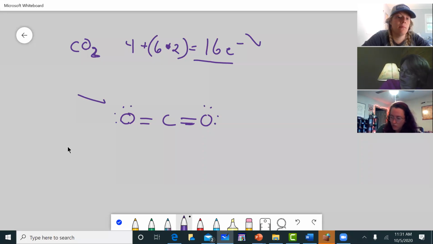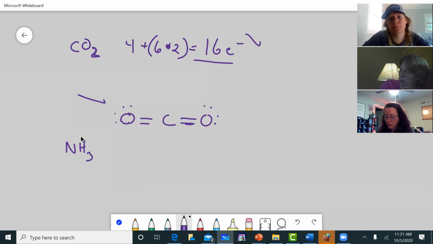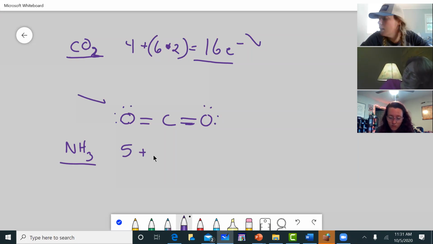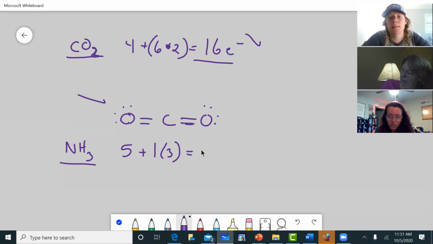Let's do NH3. So in the situation with NH3, nitrogen is in column 5 of our main group, so it gives us 5 valence electrons. Hydrogen is in column 1, so it gives us 1 valence electron, and we have a total of 3, right? So I've got to multiply it by that. So in this case, I get to play around with 8 electrons.